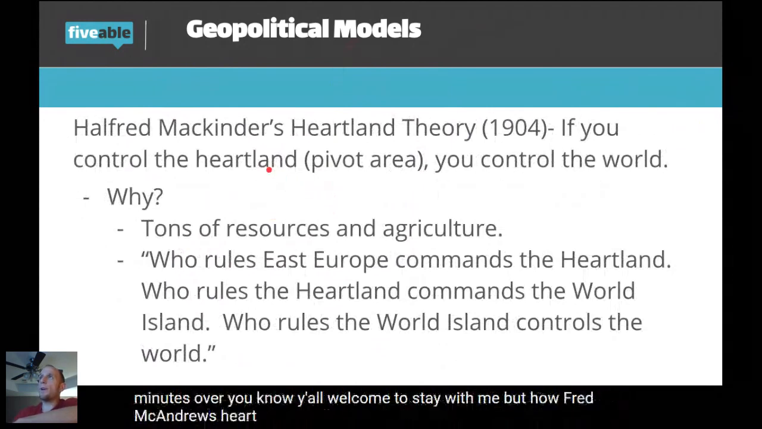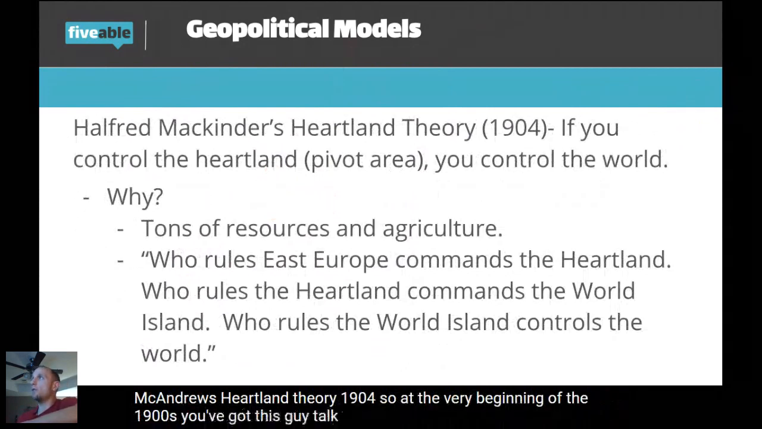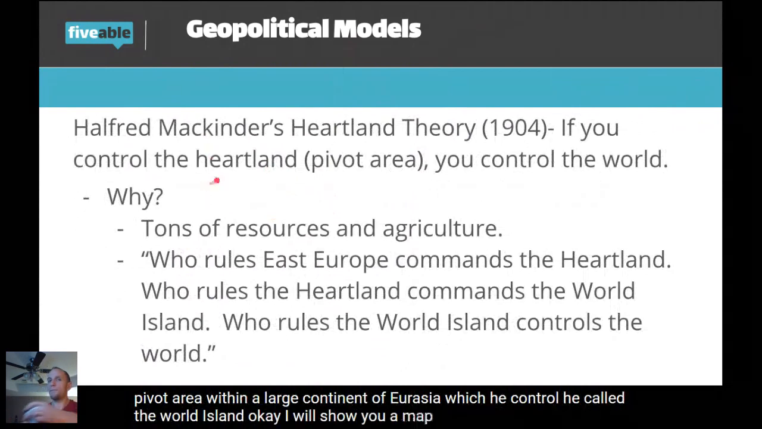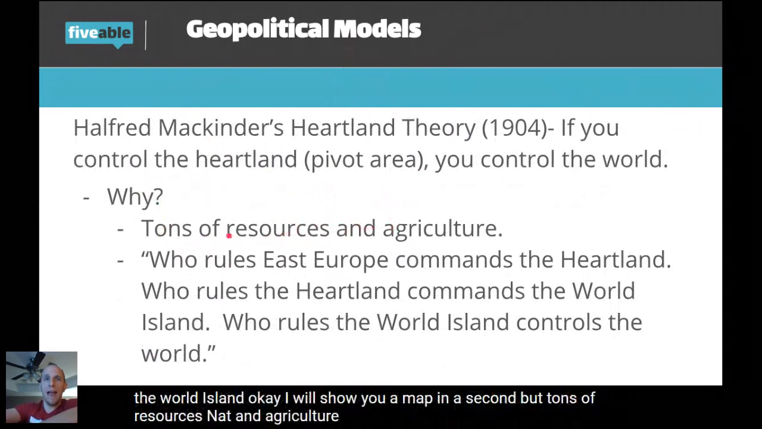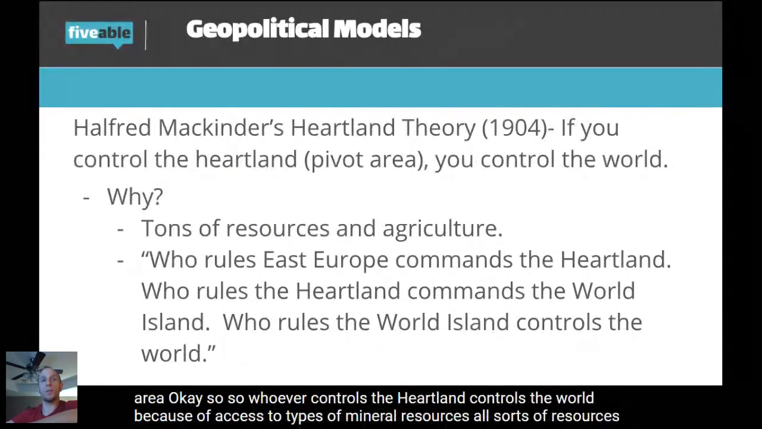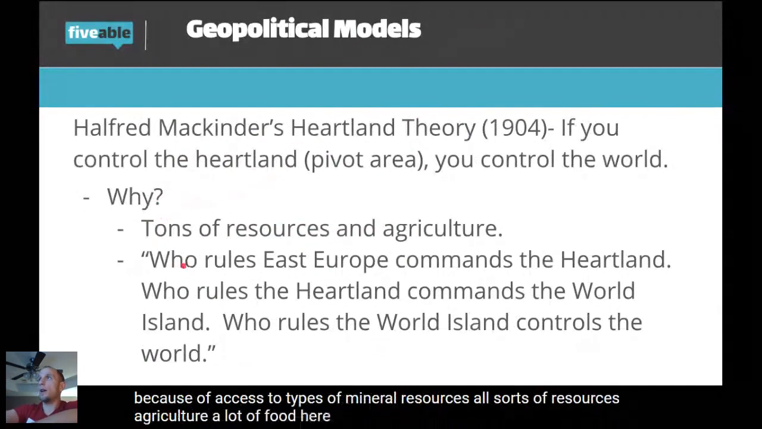But Halford Mackinder's Heartland Theory, 1904, at the very beginning of the 1900s, has this guy talking about an area called a heartland or a pivot area within the large continent of Eurasia, which he called the World Island. I'm going to show you a map in a second. But tons of resources and agriculture would have existed within the heartland area. Whoever controls the heartland controls the world because of access to mineral resources, all sorts of resources, agriculture, a lot of food.